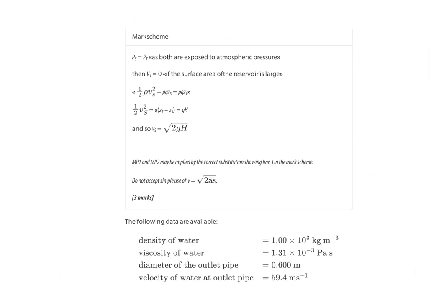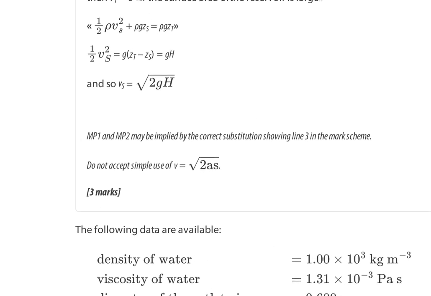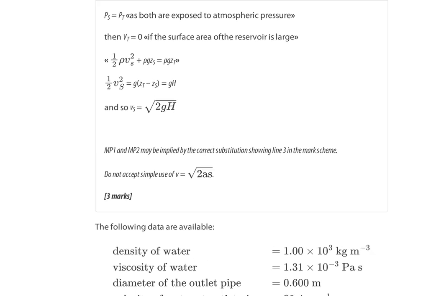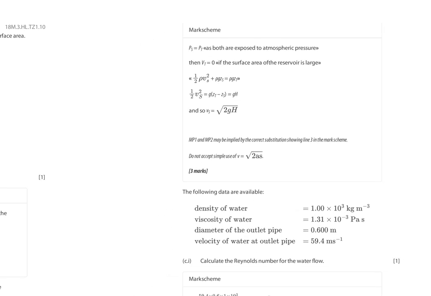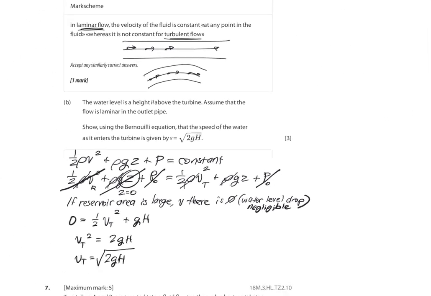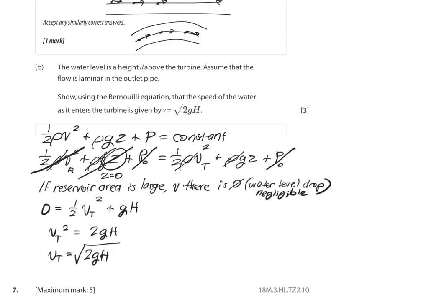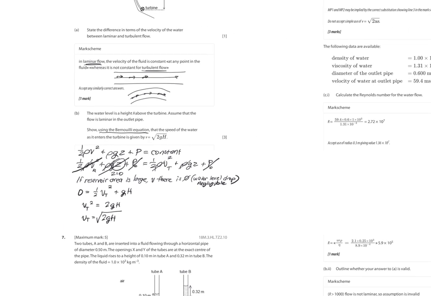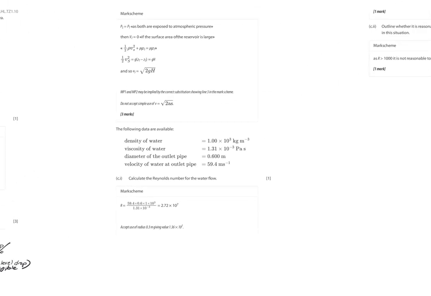And it says, do not accept simple use of v² = 2as, basically because it says show using the Bernoulli equation. So you have to do it that way. All right, so that is B.